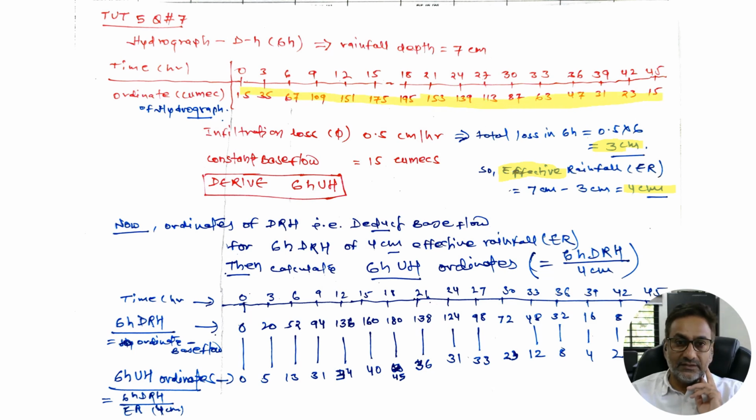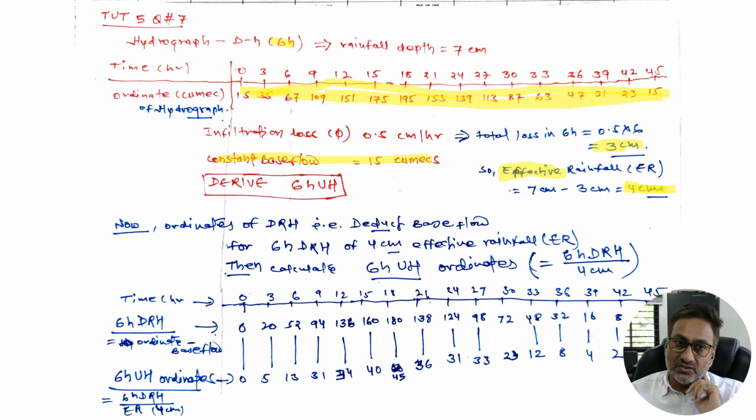If these were direct runoff values, but they are not, because here base flow is included, we have to deduct base flow from this, and after deduction of base flow we have to divide by 4 centimeter, because we need all these ordinates for 1 centimeter. So ultimately we'll get a new graph, cubic meter per second versus time, that is, discharge versus time. That would be our final hydrograph of 6 hours.